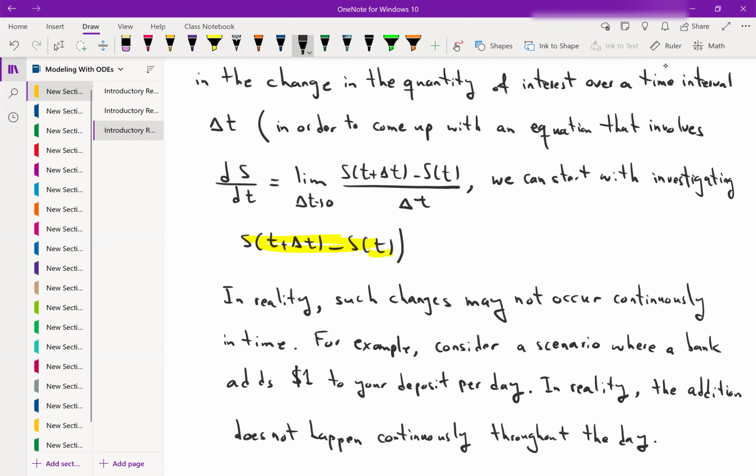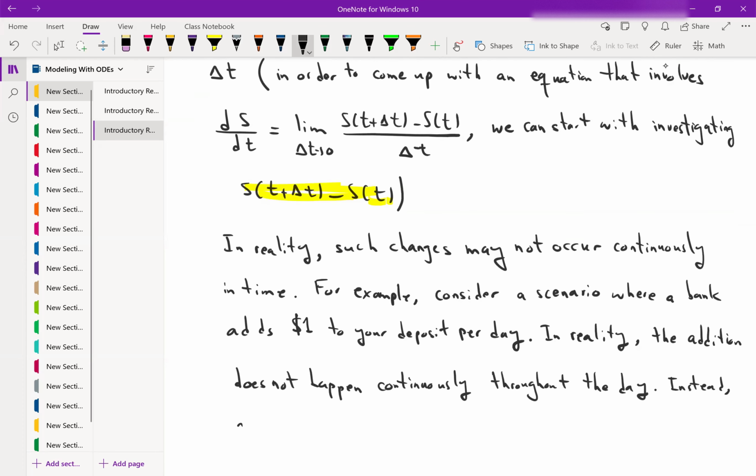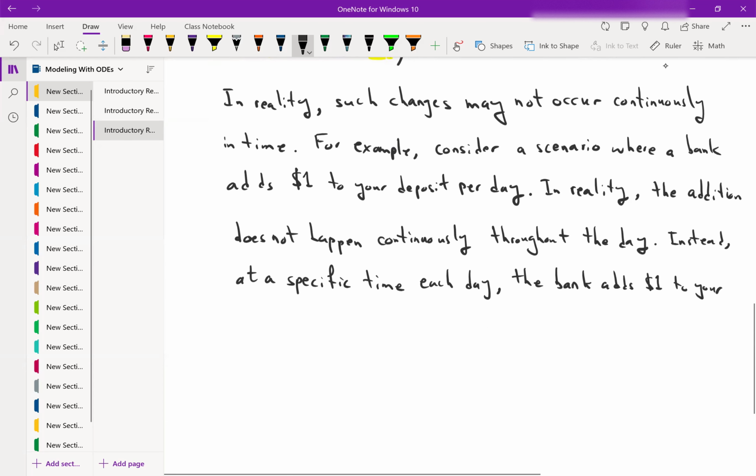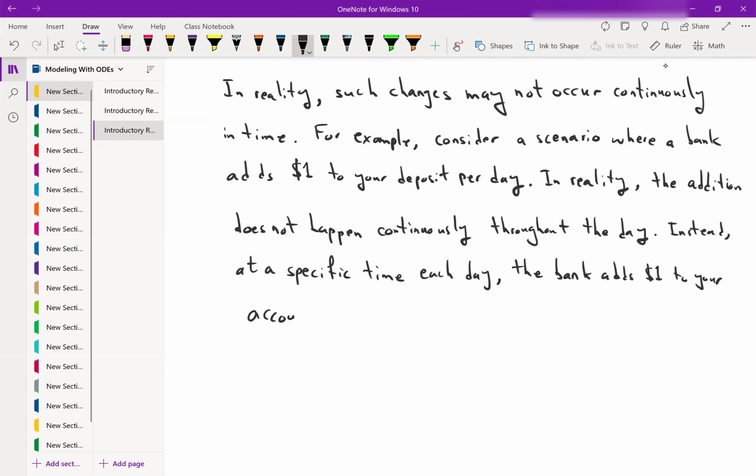Right? Instead, at a specific time each day, the bank adds $1 to your account. So here the quantity of interest is the amount of money that you have in your account.